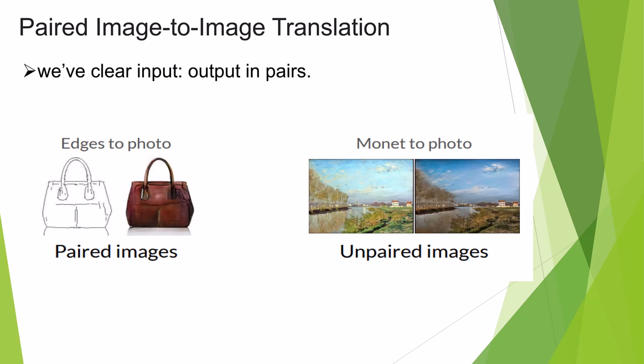However, that's only feasible when we have a clear algorithm to generate those pairs. But what happens when we don't? This is where unpaired image-to-image translation comes in, and it's not as straightforward.